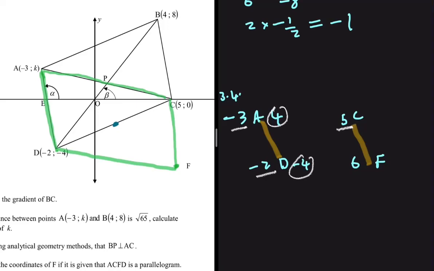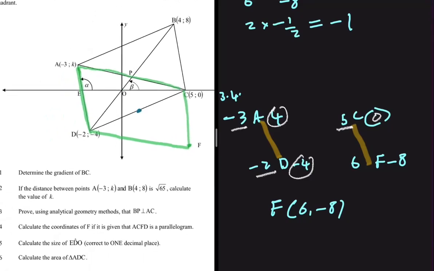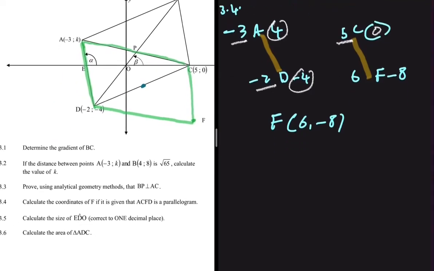What is the y value of C? The y value of C is 0. So the way the y values of A and D differ should be the same way the y values of C and F differ. So that will be 0 - 8, which is -8. So the coordinates of F are 6 and -8. Yeah, so you can do that instead of using the midpoint. Right, let's move to the following question.